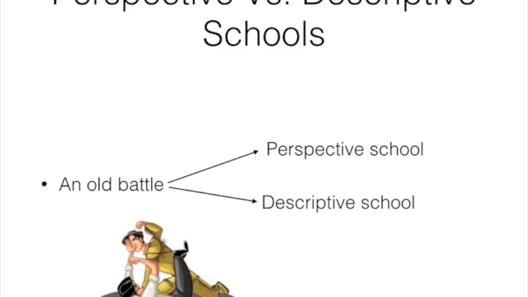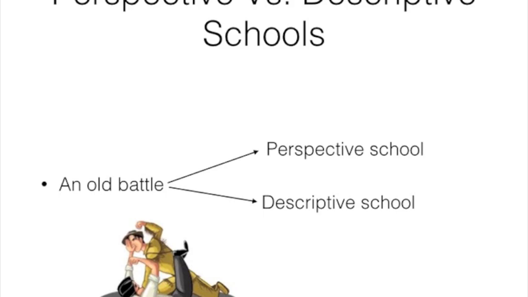Now, here we are starting to talk about the historical background and the schools of linguistics. Throughout history, there were two types of schools. In the beginning, there used to be what we call prescriptive school, and then descriptive. There was a kind of competition between them that people refer to as a battle. That's why I put the picture of two people fighting there. So one is prescriptive and the other one is descriptive.